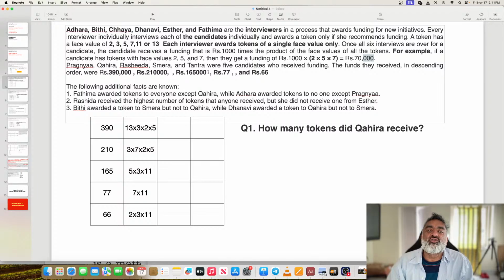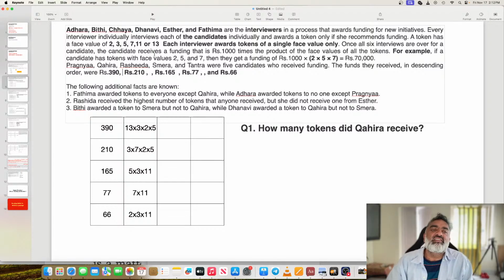So from all the stories, I removed the 1000 so that I can look at the numbers without burdening my brain. You can't do it on the exam computer, but mentally you can think, okay, the numbers are 390, 210, 165, 77, and 66. So my brain already knows, I mean, I and you, we already know that this 390 is the product of the token values. Okay, so 390, quickly I'm going to factorize. 390 is 39 into 10. 39 is 13 into 3.